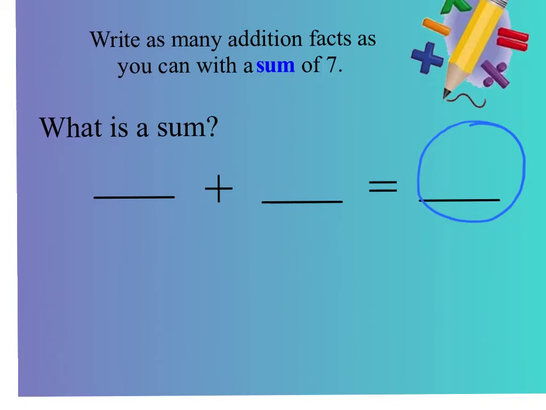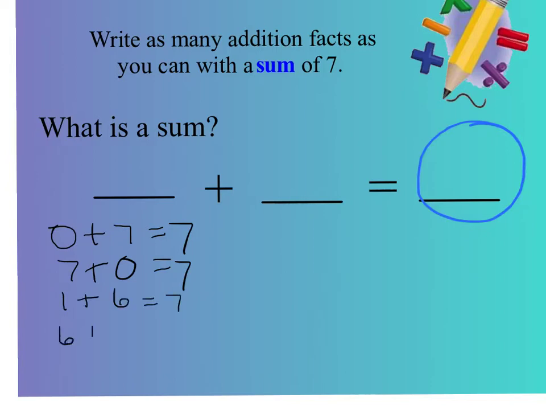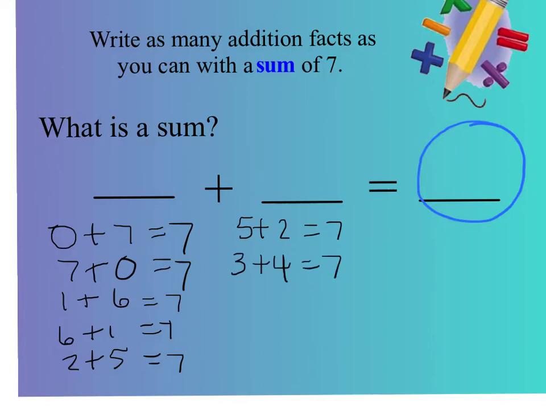Okay, you might have started out with just one that popped in your head, or you could have done it in some sort of order. Think about this. 0 plus 7 equals 7, and also its turnaround, 7 plus 0 equals 7. 1 plus 6 equals 7, and its turnaround, 6 plus 1 equals 7. 2 plus 5 equals 7, and its turnaround, 5 plus 2 equals 7. 3 plus 4 equals 7, and its turnaround, 4 plus 3 equals 7.